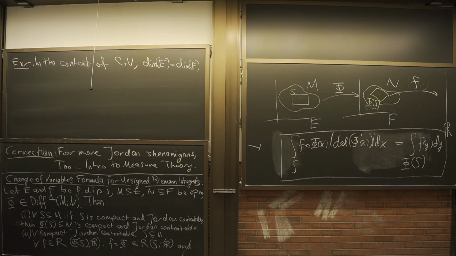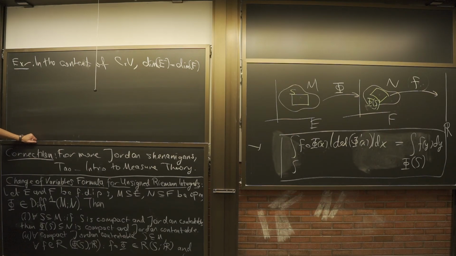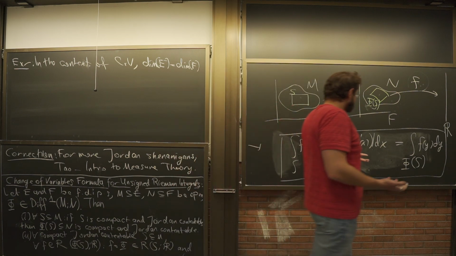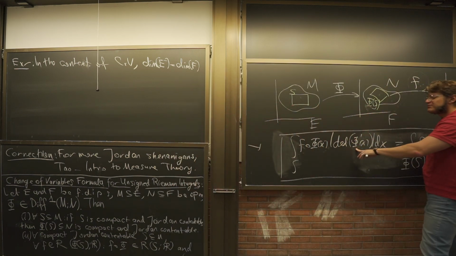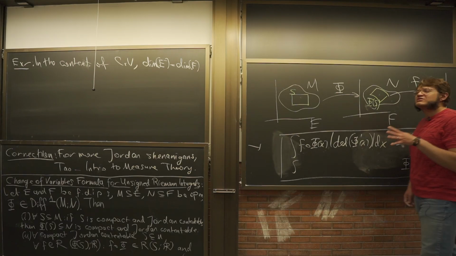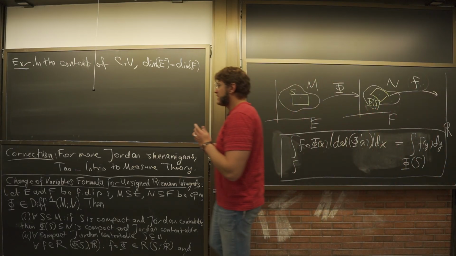There is still a problem because at this stage, even though they have the same dimensions, these are not necessarily spaces of tuples. So to think about this determinant, ultimately I need some sort of a matrix. Even though at this point phi prime of x is a linear transformation from E to F, I really want to think of it as a matrix, as an n by n matrix.